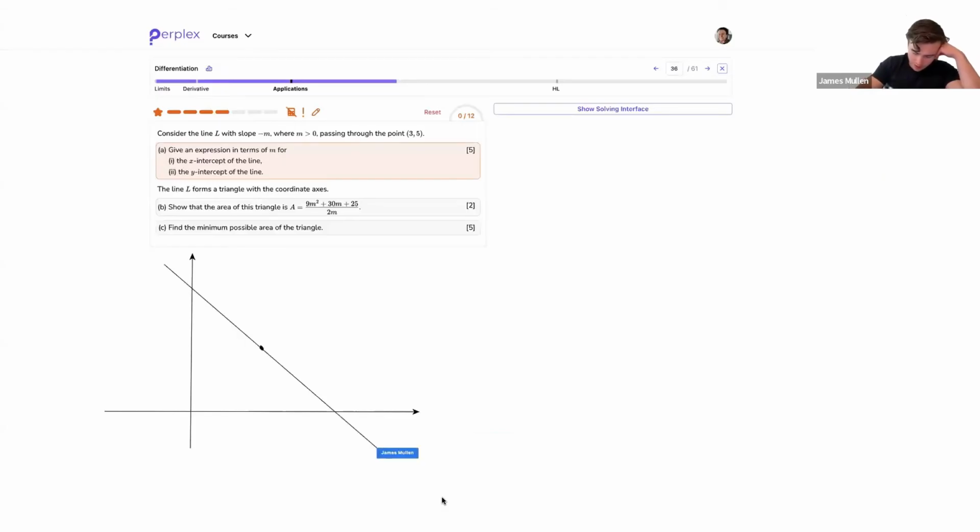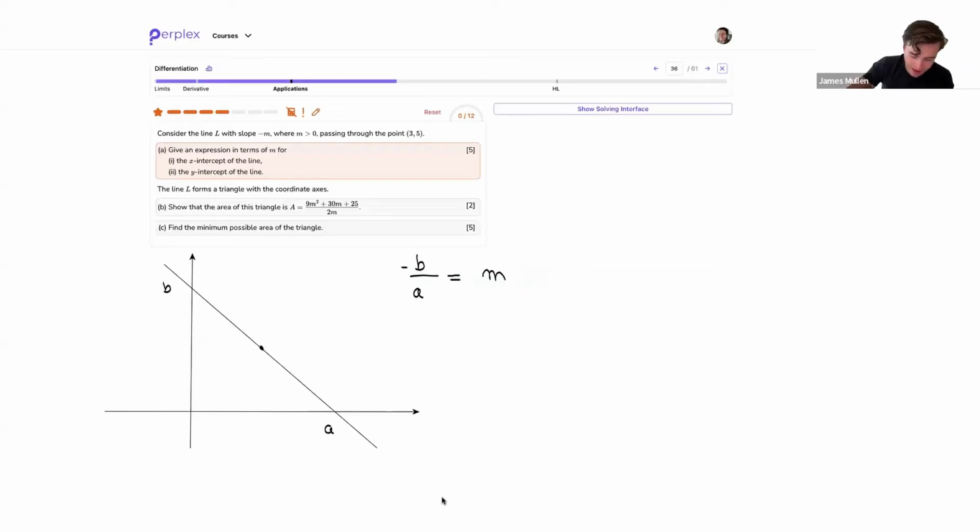Let's say that the y-intercept is b and the x-intercept is a, just for now. I know that b over a is going to be equal to the negative of the slope. So if I do negative b over a, I should get the same thing as the slope, because I had my rise over run. My rise is negative b, my run is a. Okay, so that is one thing.